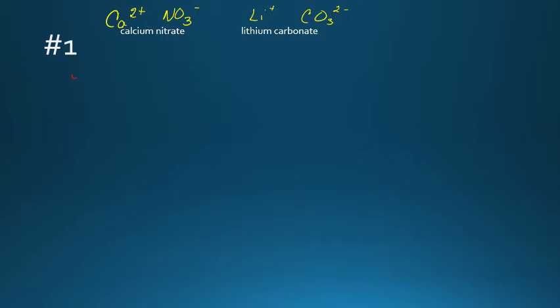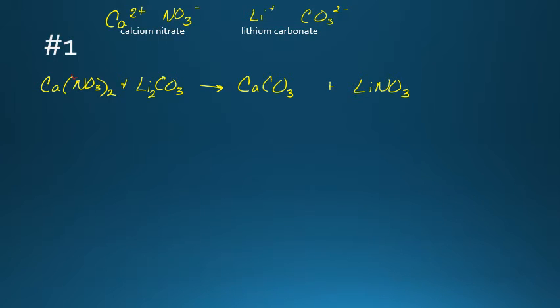So calcium nitrate and lithium carbonate. Oops, need a 2. And when we do a double displacement reaction, then we know that things are going to swap. So for a double displacement reaction, we're just going to swap the anions. So we end up with calcium carbonate and lithium nitrate. Looking at your solubility rules, we know this one is your solid, this one's aqueous. We were told in the beginning that this one's aqueous, as was this one.